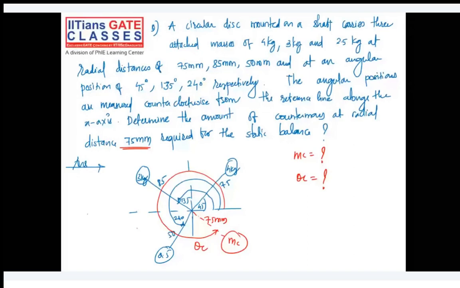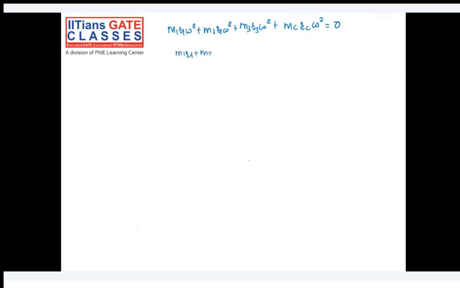If you remember what I have taught you, m1 r1 omega square plus m2 r2 omega square plus m3 r3 omega square plus counter mass into that radius into omega square will be equal to 0. Everything is rotating with omega, so if you cancel out omega, m1 r1 plus m2 r2 plus m3 r3 plus mc rc has to be equal to 0. Then only we'll say we have made the system statically balanced by attaching a mass mc at a radius rc.